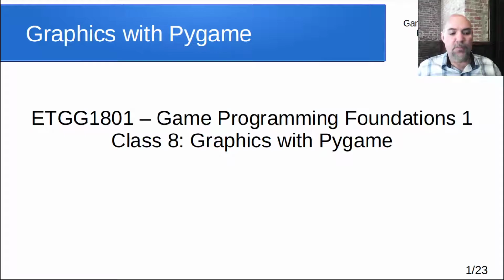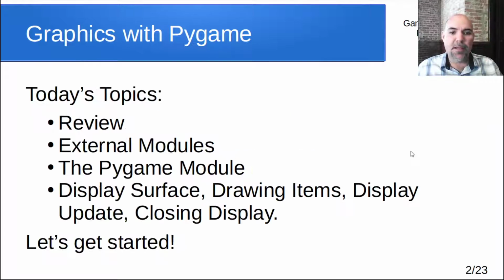There's graphics. We're going to press keys. We want things to move around and interact with each other. So that's what we're going to focus on getting started with today. All right, so today, going through the topics, we're going to review a few things. We're going to talk about external modules, which we've already looked at a few of those. And then we're going to dig into what's called the Pygame module and some various things related to that. All right, so let's go ahead and get started.